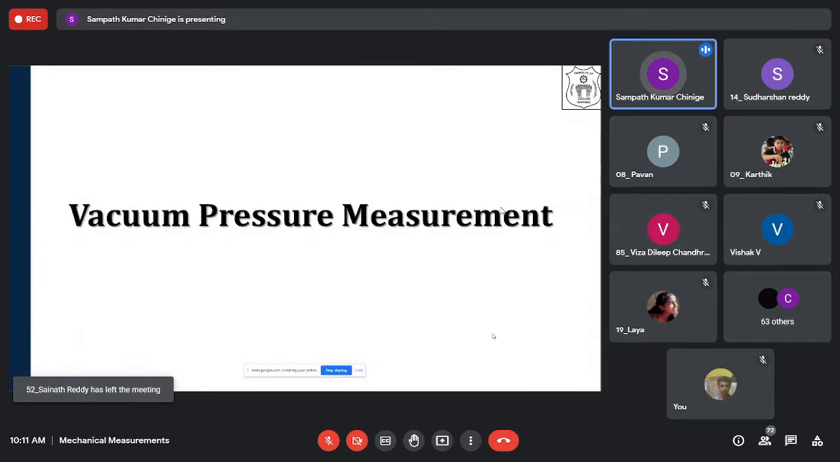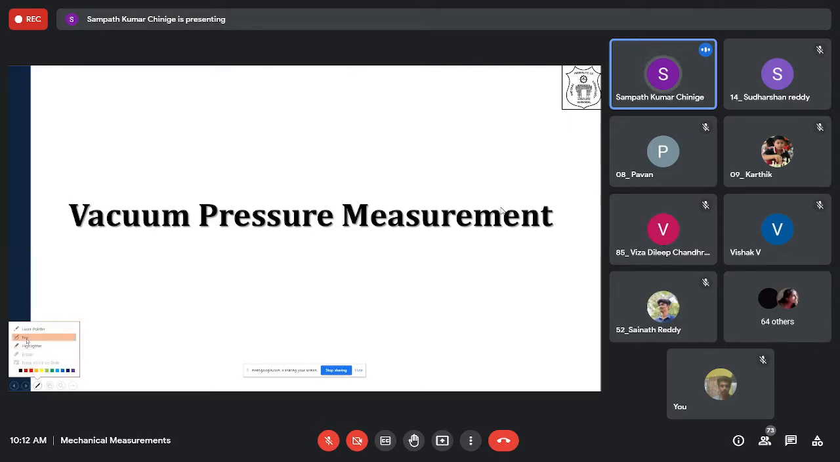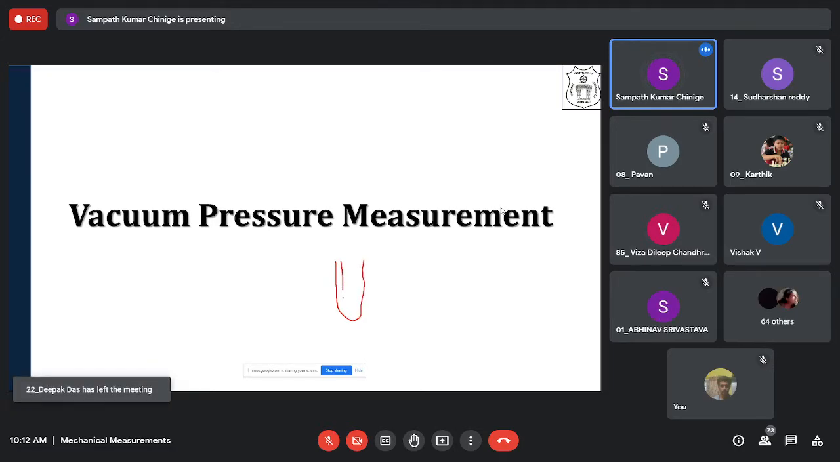So if you look at the vacuum pressure measurement system, as we have discussed earlier, how do we measure the vacuum? Suppose you have a U-tube manometer, for example, like this. Just imagine that U-tube manometer. And if this is a pressure P, that is, this pressure P is greater than the atmospheric pressure. Okay, P is greater than P atmospheric. What will happen?